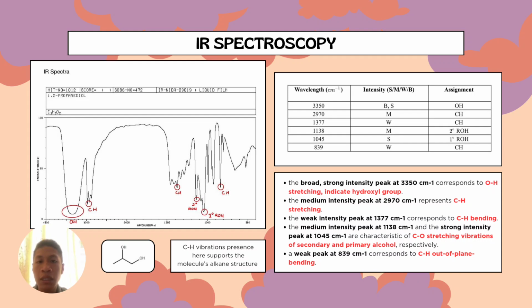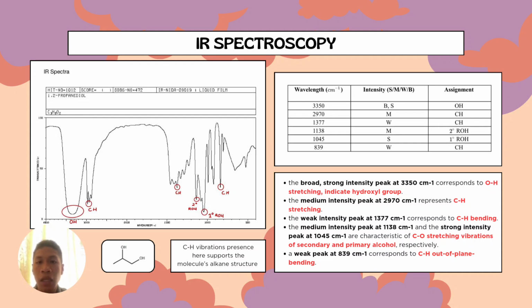The broad, strong intensity peak at 3350 corresponds to OH stretching, indicative of the hydroxyl group, with hydrogen bonding broadening the peak. The medium intensity peak at 2970 represents CH stretching from methylene and methyl groups, while the weak intensity peak at 1377 corresponds to CH bending. Notably, the medium intensity peak at 1138 and the strong intensity peak at 1045 are characteristic of CO stretching vibration of secondary and primary alcohols, respectively.